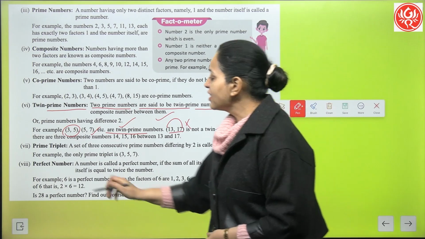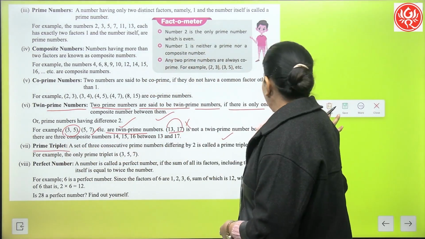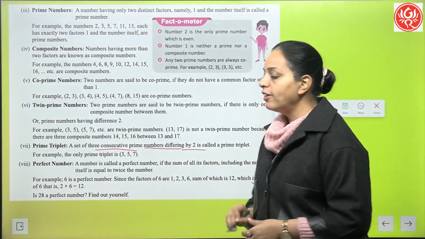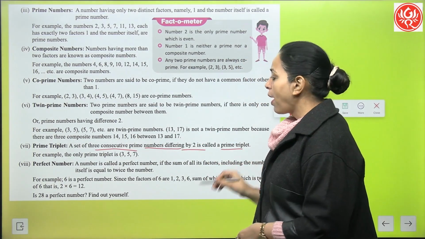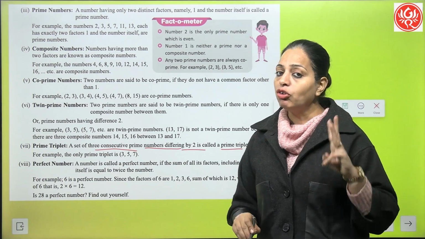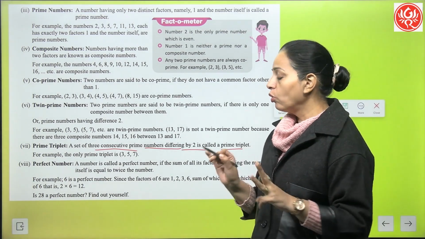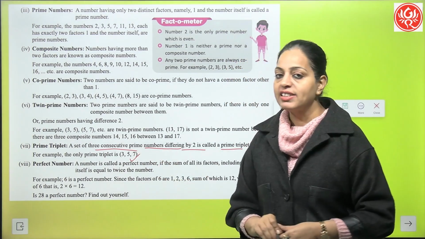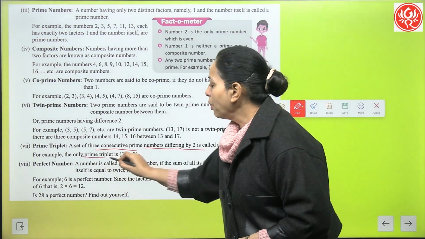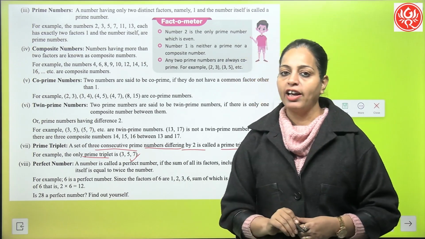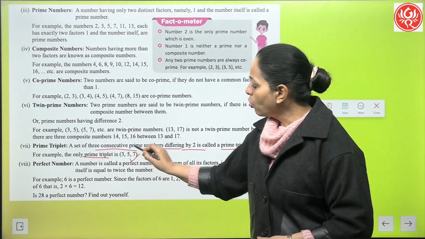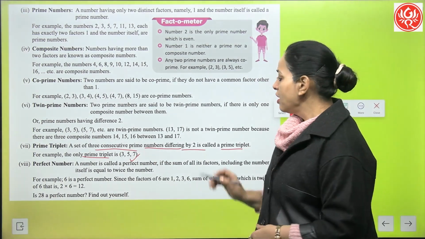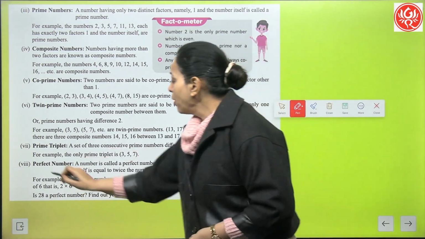Now the next is prime triplet. A set of 3 consecutive prime numbers differing by 2 is called a prime triplet. जिसमें हम 3 prime numbers लें और उनका difference क्या हो? 2. Like here 3, 5 and 7. Only prime triplet is 3, 5 and 7. इन तीनों नंबर का जो difference है that is 2.